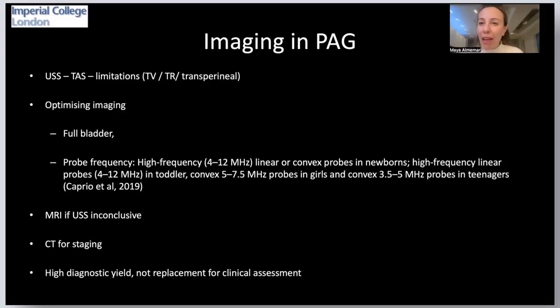And therefore, we have to get very, very good at our image acquisition of transabdominal imaging, ensuring a full bladder and using the correct probe for the size of our patient. And of course, probably having a slightly lower threshold for MRI if you're not able to get all the answers and patients continue to present with difficult symptoms. You would probably reserve CT scanning for staging of cancer.